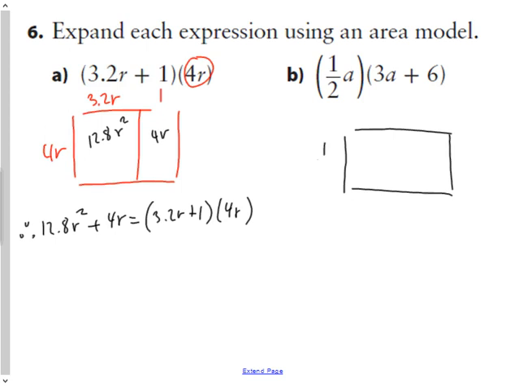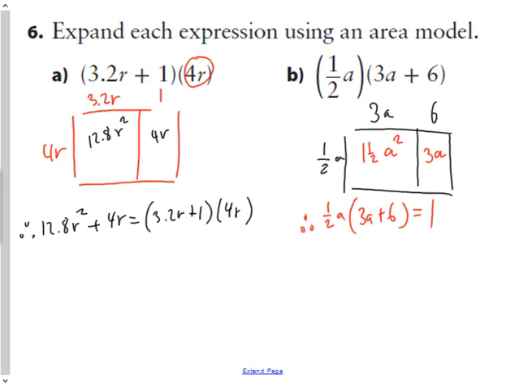So here, my monomial is going to be half a. My binomial is going to be 3a for that length and 6 for this length. If I think about the parts, this will be a half times 3, which is 1.5. And then a times a will be a squared. So 3 times a half is 1.5, or 1.5a squared. And a half a times 6 is going to be 3a. And therefore, 1/2 a multiplied by 3a plus 6 is equal to 1.5a squared plus 3a.